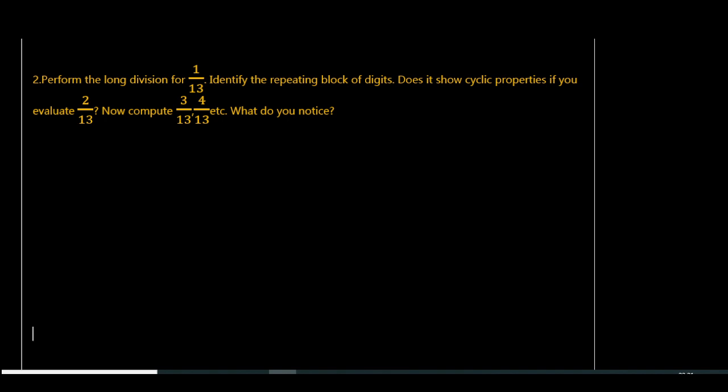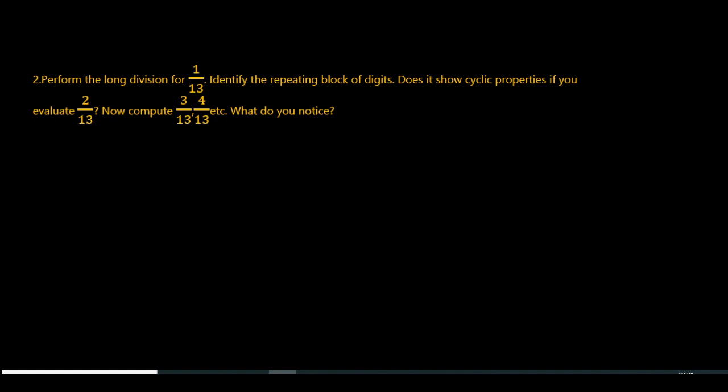Now look at the next question. Second one: perform the long division for 1 by 13. Identify the repeating block of digits. Does it show cyclic properties? If you evaluate 2 by 13, now compute 3 by 13 and 4 by 13, etc. What do you notice? So perform the 1 by 13 long division. Okay, so do the long division.